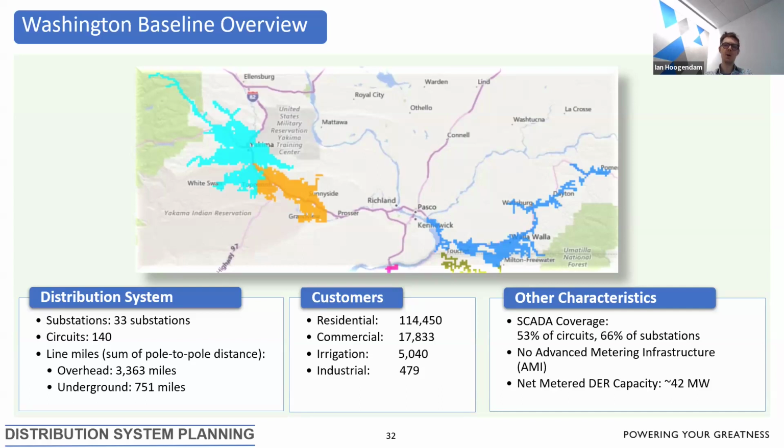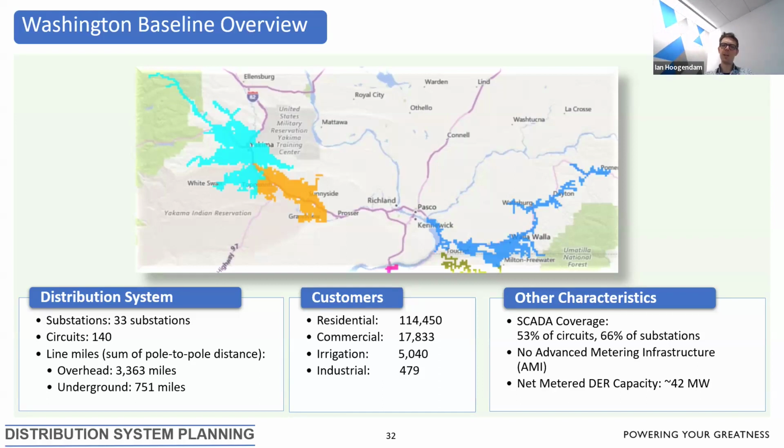53% of our circuits in Washington have SCADA, which allows the utility to remotely monitor and store load measurements. Currently, our service area in Washington utilizes an automatic meter reading system, otherwise known as AMR. And this is a really big improvement over manually read meters and increases the accuracy by reducing read errors, but its usefulness for distribution system planning is still limited.